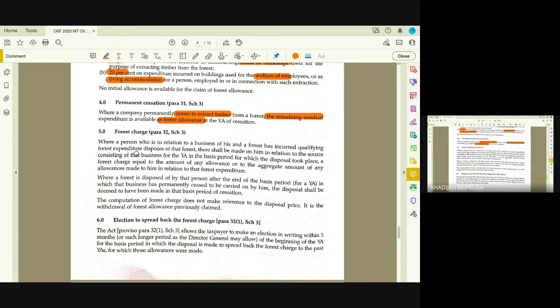Where a person in relation to a business incurs forest capex, and then disposes of that forest. So it doesn't say how many years, right? It doesn't say the number of years that you have to dispose. It's open here, so it means it's applicable to all. There shall be made on him, for which the disposal, a forest charge equal to the amount of the allowances.